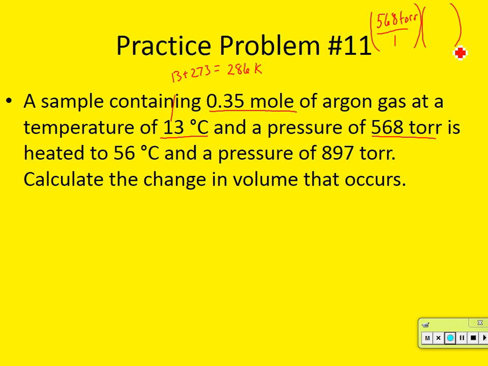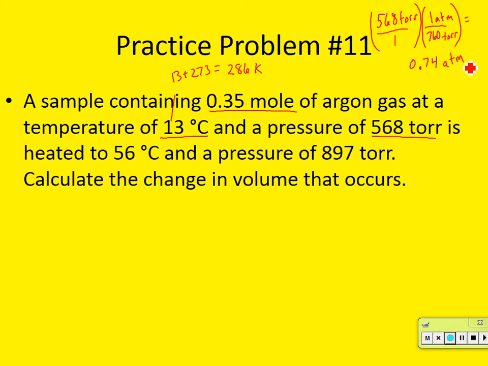So 568 torr, put it over 1. If torr is on top, what goes on bottom? Torr. There's 760 torr for 1 atmosphere. So when you do that, what do you get here, guys? 0.774? Okay. And that will be atmospheres, right? Okay, good. We got that in atmospheres now.